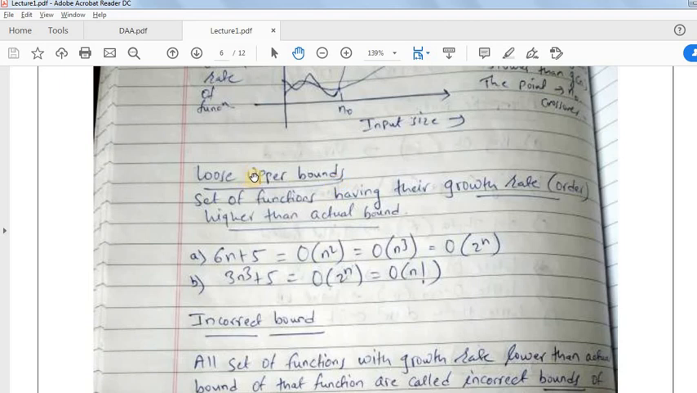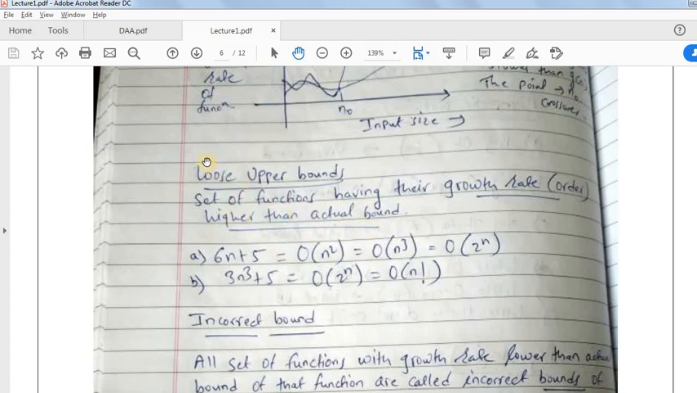Now upper bounds are tight upper bound and loose upper bound. If I say 6n plus 5, does it belong to big O of n? Yes, 6n plus 5 belongs to big O of n, but big O of n is the tight bound for 6n plus 5. And what are its higher classes? n square, n cube, 2 raised to n. So as per the definition, the set of functions having their growth rate order higher than the actual bound will come under the category of loose upper bounds.